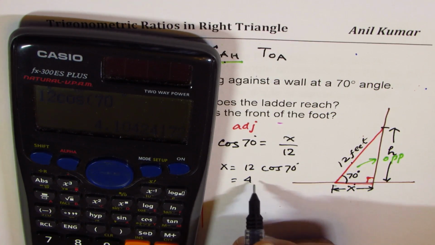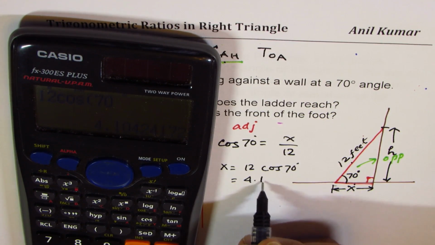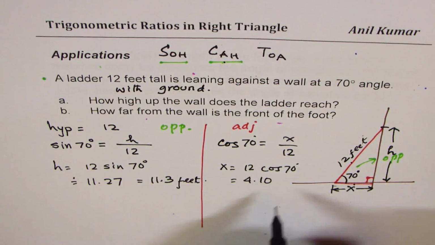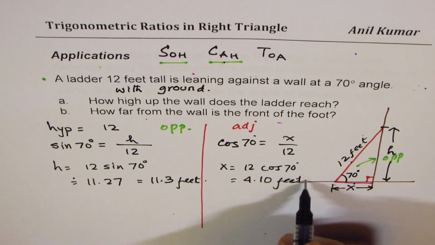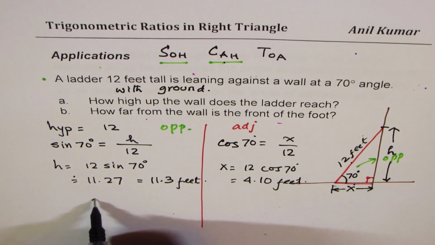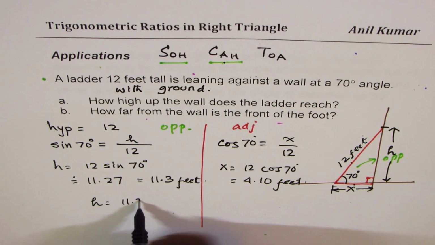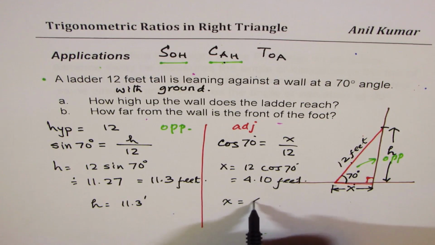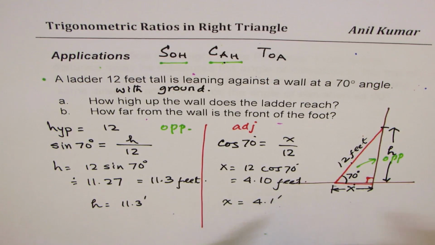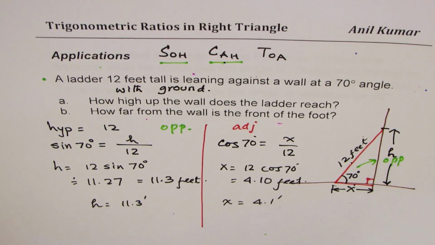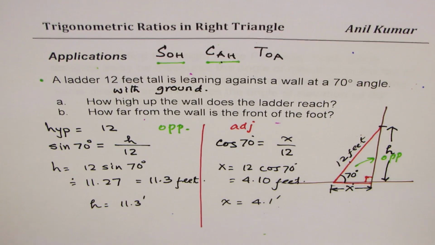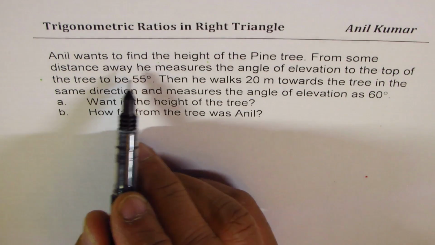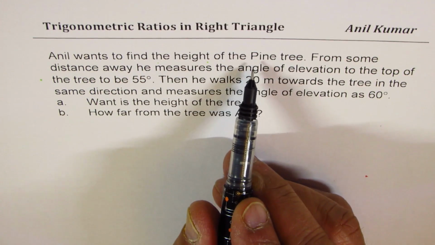It is 4.10. Let's write 4.1. So that becomes 4.1 feet. So I hope it is absolutely clear. We get height equals 11.3 feet and x, the distance, as 4.1 feet. Correct? Okay.